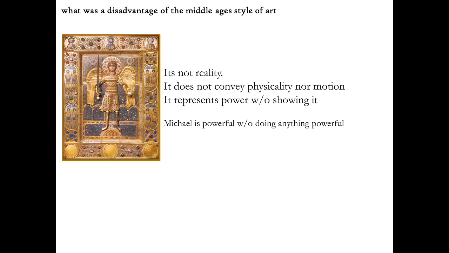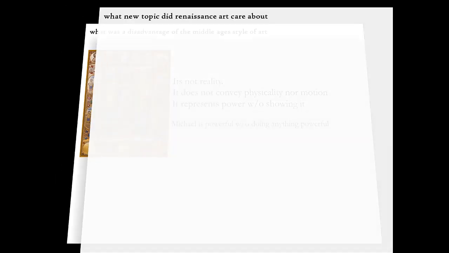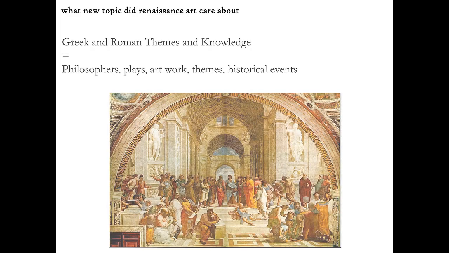So it doesn't represent just how powerful Michael is, how earthly Michael is. It doesn't represent reality. So what new topic does the Renaissance art care about? Well, we've mentioned this in other sections. It's the Greeks and Romans. Woo! Greeks and Romans. We're back to Greeks and Romans.